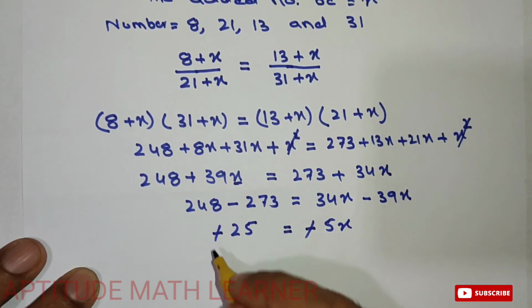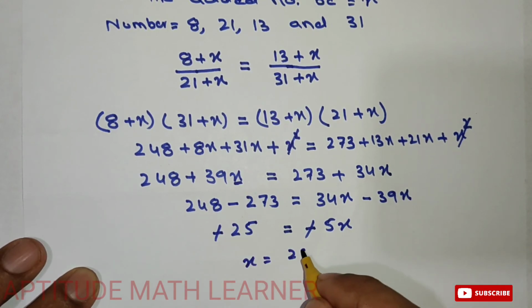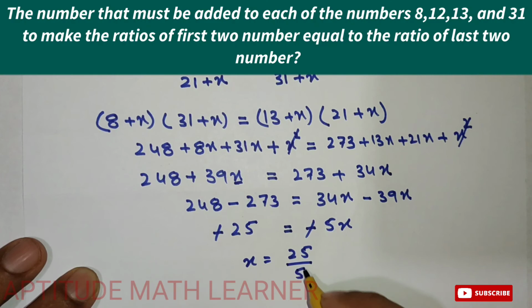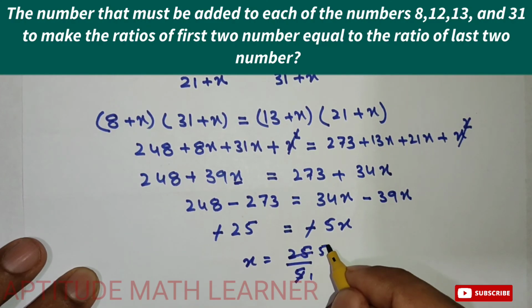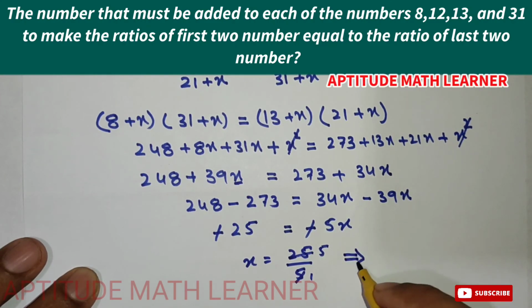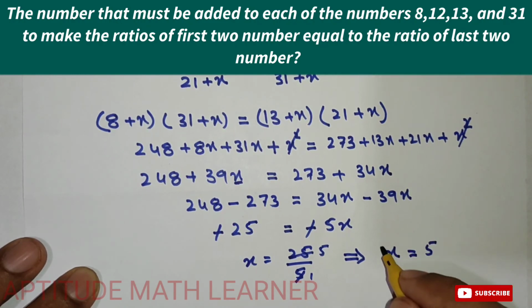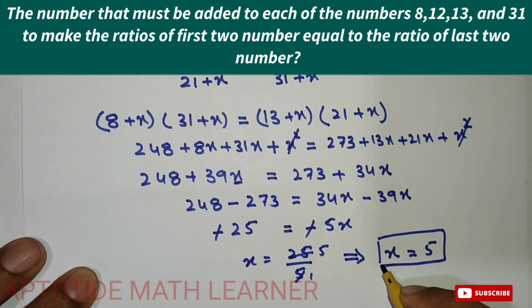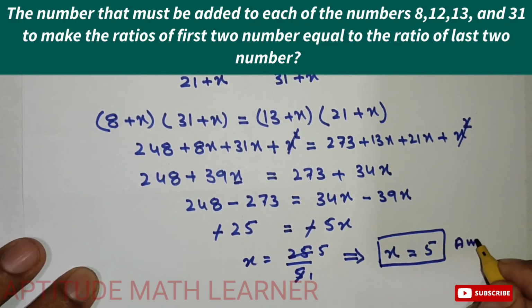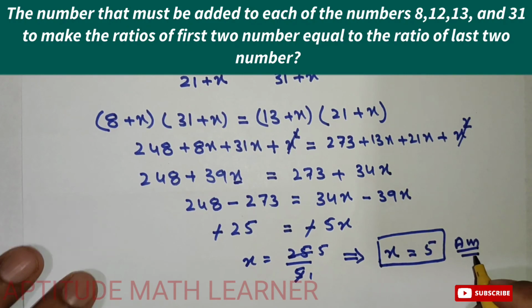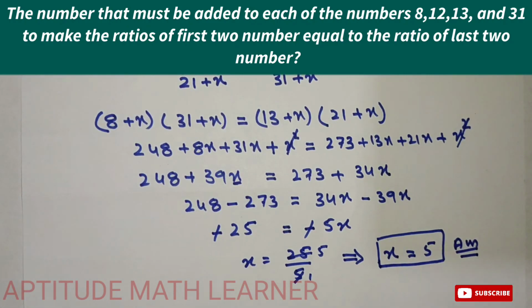So minus minus cancels out with each other, and x is equal to 25 divided by 5. So 5 ones are 5 and 5 fives are 25. So here we have got the value of x, that is 5, and this is the number which we have found, and this is our answer. I hope you have completely understood. So thank you very much.